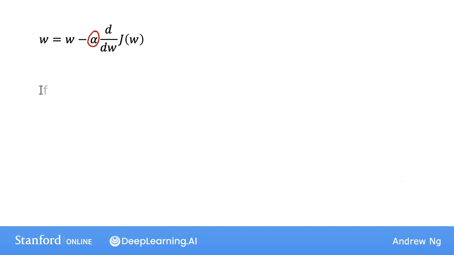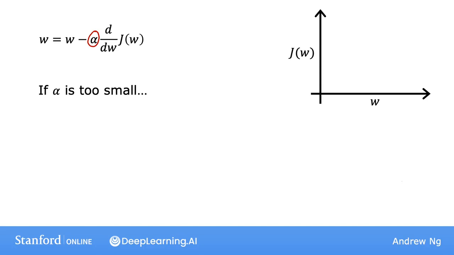For the case where the learning rate is too small, here's a graph where the horizontal axis is W and the vertical axis is the cost J. And here's a graph of the function J of W. Let's start gradient descent at this point here. If the learning rate is too small, then you multiply your derivative term by some really small number, a number alpha that's really small, like 0.0000001. And so you end up taking a very small baby step like that.